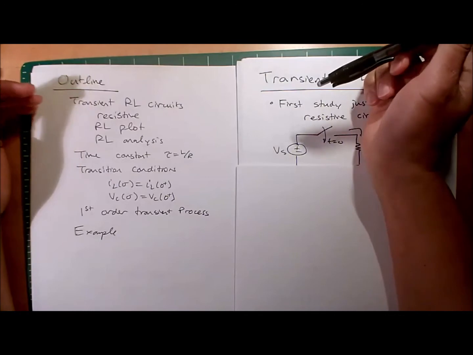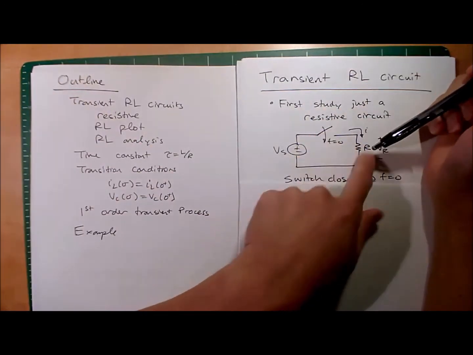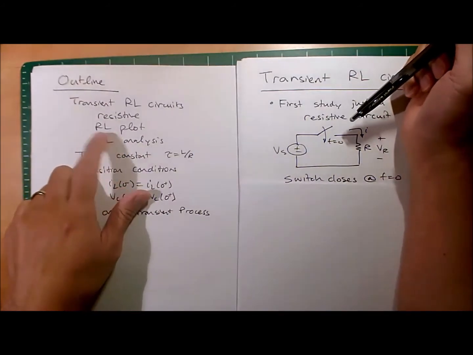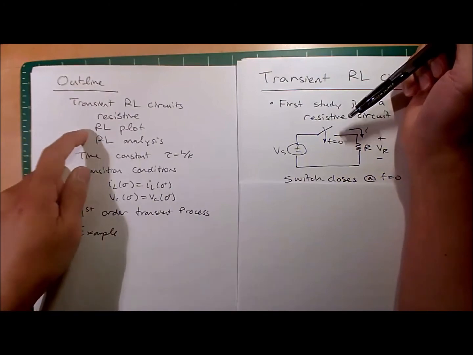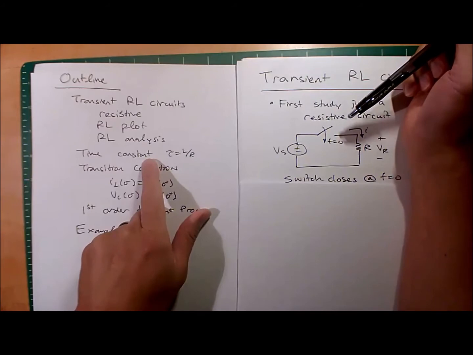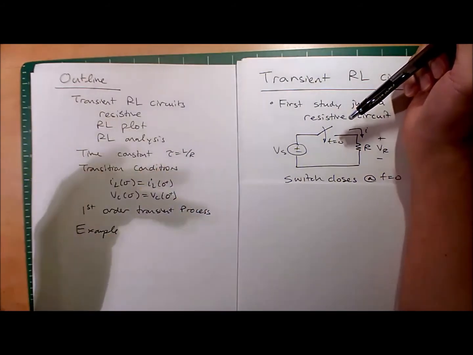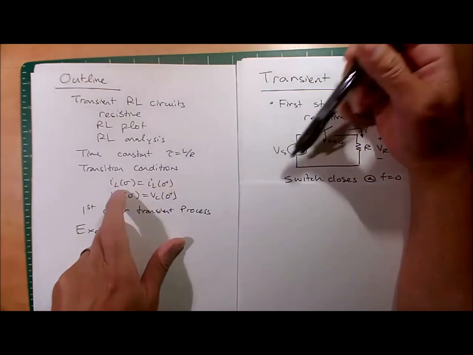We're going to look at just a resistive circuit first to get some intuition on a basic, simple system, and then we'll look at RL, or resistance-inductance plots, and see if we can get intuition on these types of circuits. We'll look at the time constant for an RL circuit, and it's L over R as opposed to RC for a resistor-capacitor. And then we'll define our transition conditions.